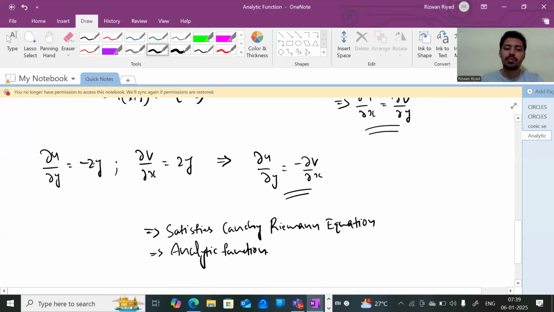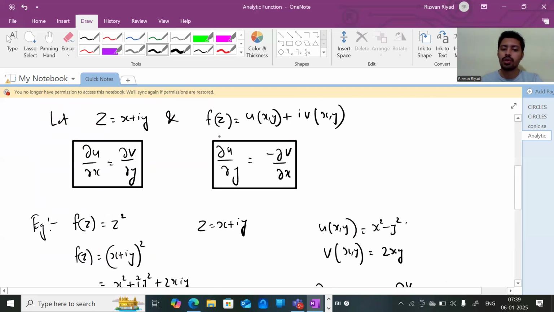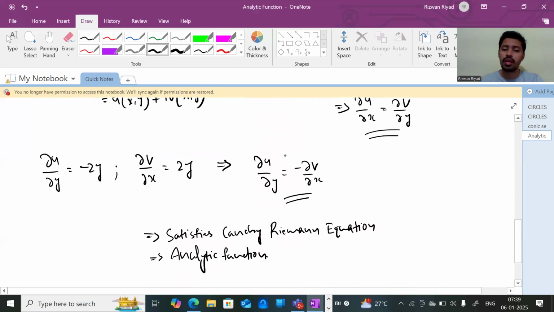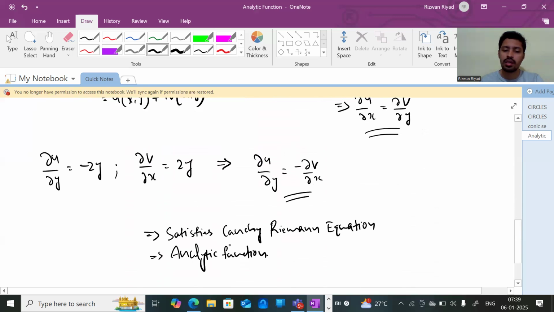So ∂u/∂y is −2y and ∂v/∂x is 2y. One is the negative of the other. That means ∂u/∂y is the negative of ∂v/∂x. This is nothing but the second Cauchy-Riemann equation: ∂u/∂y = −∂v/∂x. That means we can say that the two Cauchy-Riemann equations are satisfied here. That means this function is analytic.